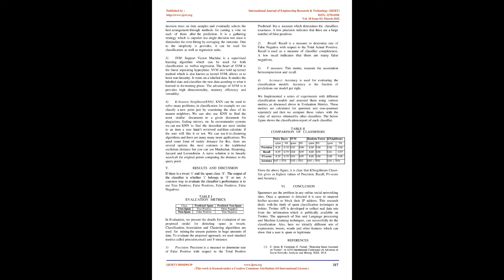Similarly, a random forest algorithm produces decision trees on data samples and eventually selects the best arrangement through methods for casting a vote on each of them after the prediction. It is a gathering strategy which is superior to a single decision tree since it diminishes the overfitting by averaging the outcome. Due to the simplicity it provides, it can be used for classification as well as regression tasks.